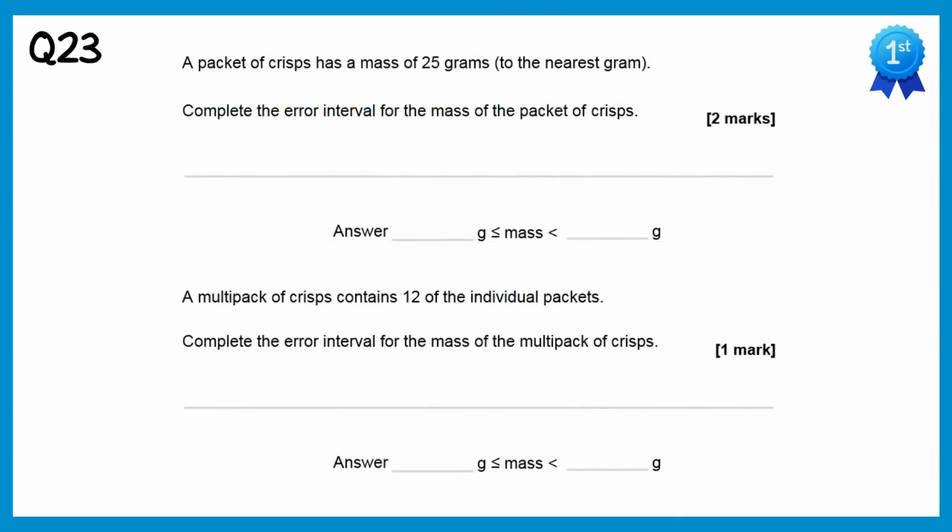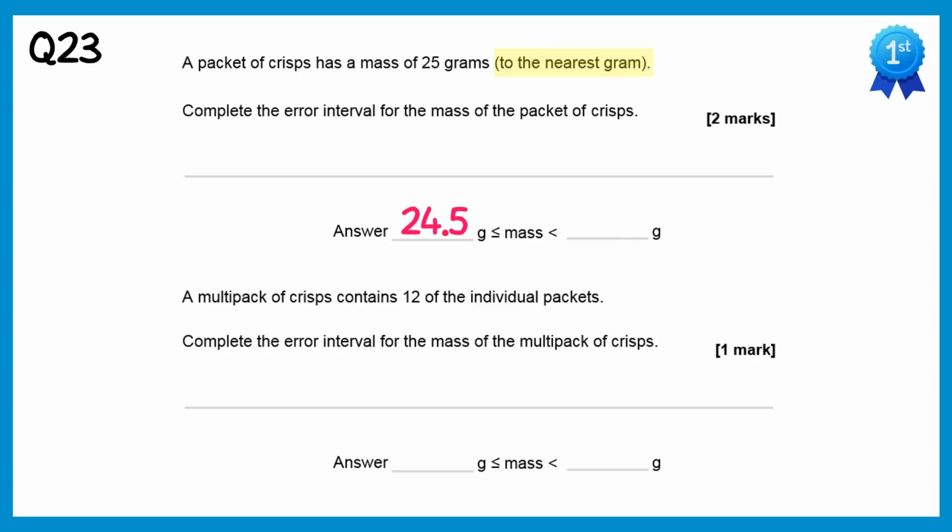For this question, we're told the mass is measured to the nearest gram. So to find the upper and lower bounds, we'll add or take away 0.5 grams. If we start with the lower bound, 25 take away 0.5 is 24.5, and for the upper bound, 25 add 0.5 is 25.5.